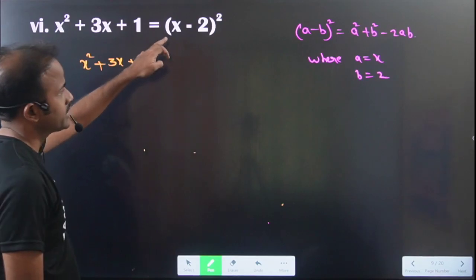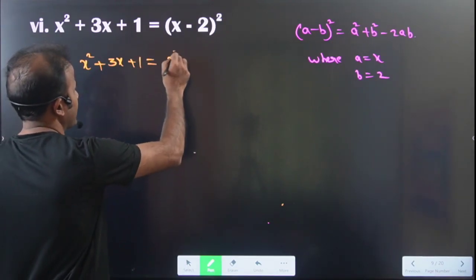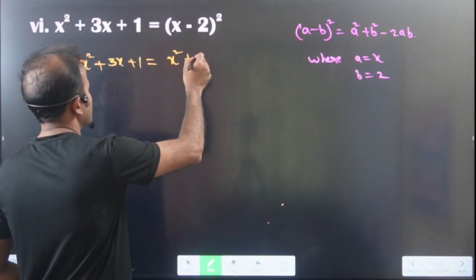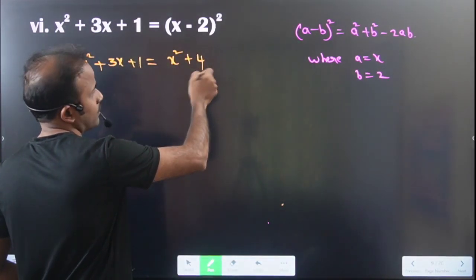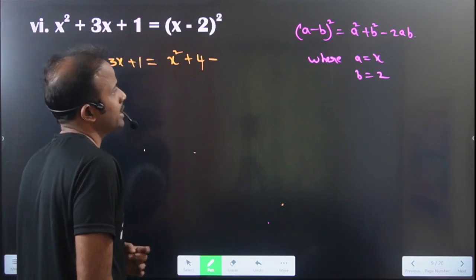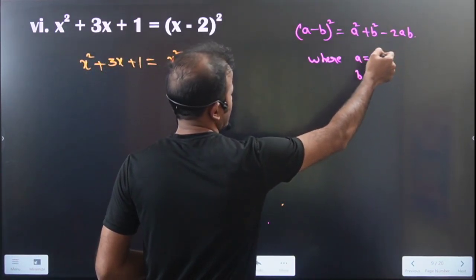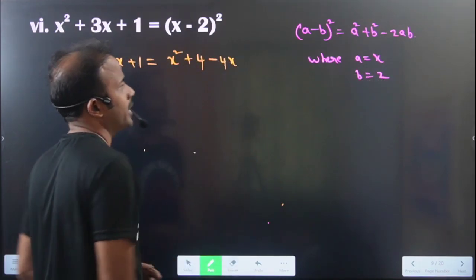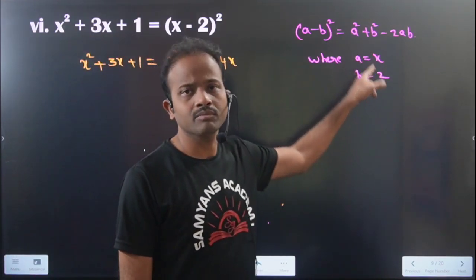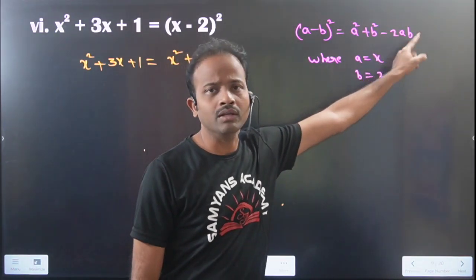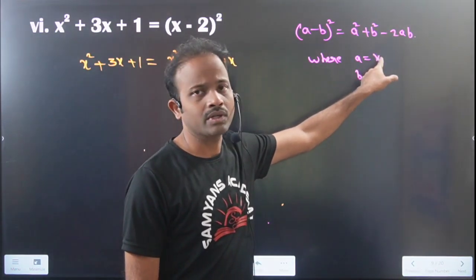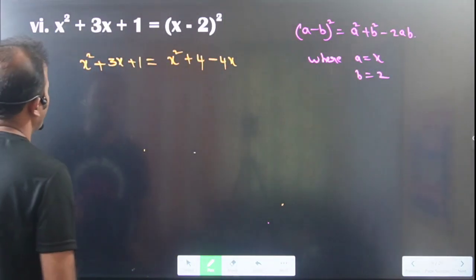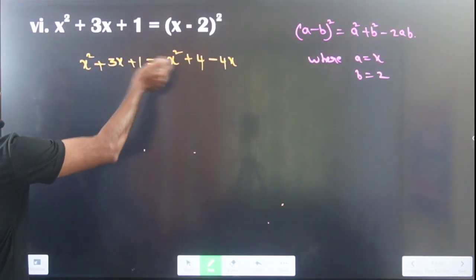a square, a square means a value is x, so x square. b square, 2 square, that is how much? That is 4, minus 2 into a into b. 2 into x is 2x, 2x into 2 is 4x. Okay, minus 2ab, where a value is x, b value is 2. So 2 into a into b, we can write as 2 into x, 2x, 2x into 2 is 4x. Is it clear? Right.